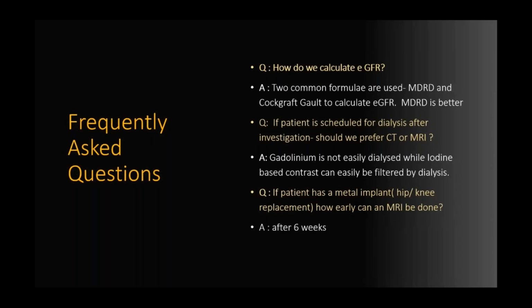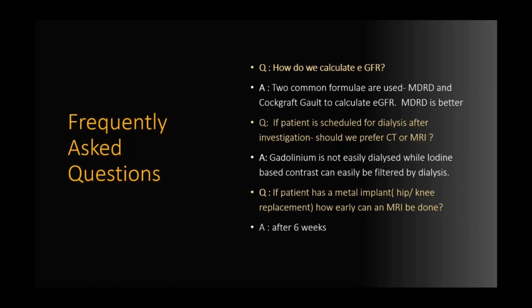Then the other thing is, how do we calculate eGFR? There are certain formulae available online, and there are two formulae which are in common use, the MDRD and the Cockcroft-Gault. The MDRD is the one which is considered better, and that is what is being used. If the patient is scheduled for dialysis after investigation, should we prefer a CT or MR? We've already talked about this. As gadolinium is not easily dialyzed, it is better to do iodine-based contrast because it can be filtered by dialysis.